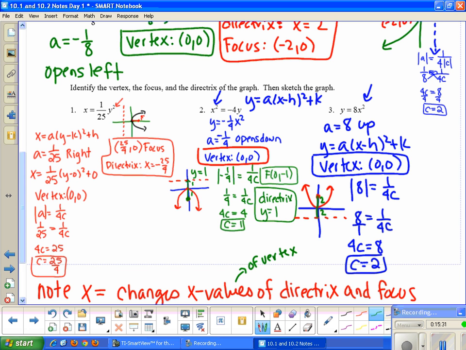So notice we're going to change the y value of my vertex. Now we're going down to get to my directrix. So the directrix is at y equals -2, and the focus we're going up to, so we're changing the y coordinate to 2, so 0, comma 2. The x coordinate of the vertex stays the same. So that's my focus and directrix.